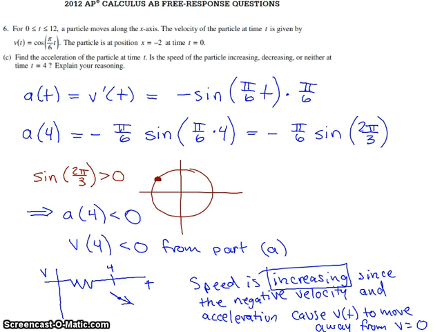As we move into part C, we wanted to determine the acceleration function for this particle.